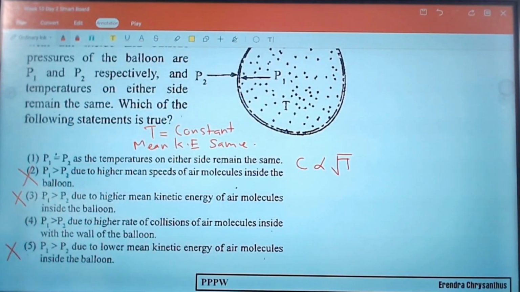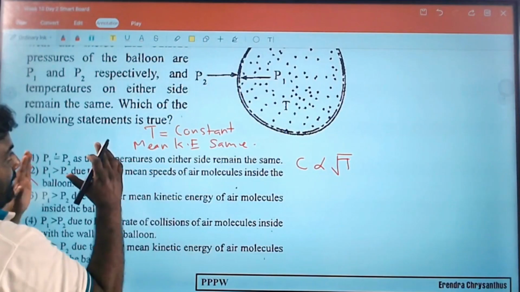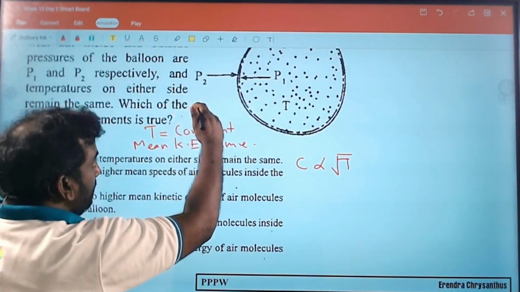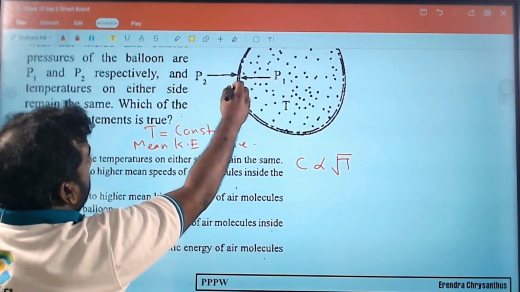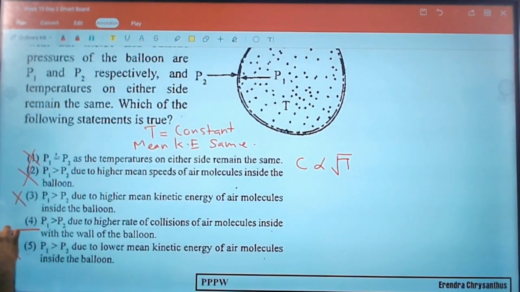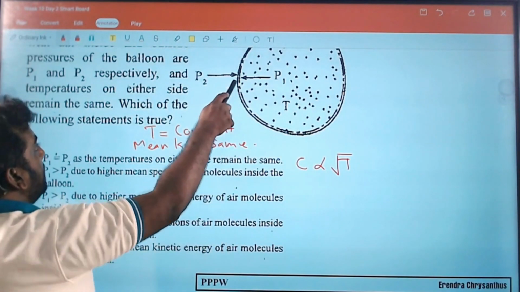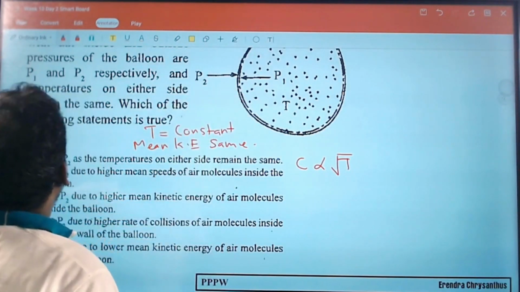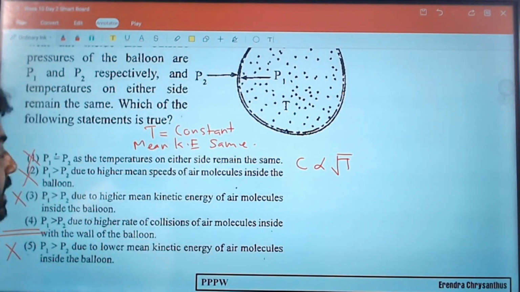P1 equal P2 due to same temperature on the other side. Now remember this. Even though the temperatures are same, here the number of molecules is larger compared to that. So one is also wrong. So most suitable answer is going to be answer number 4. P1 is larger than P2 because there is large number of collisions taking place.